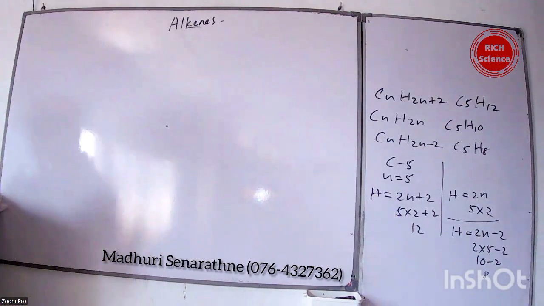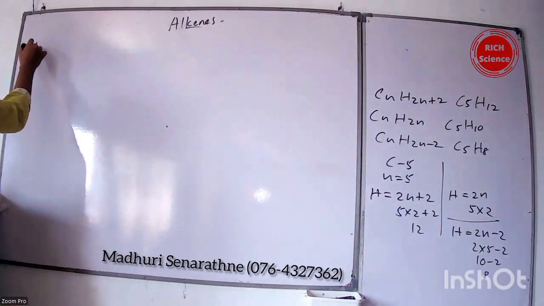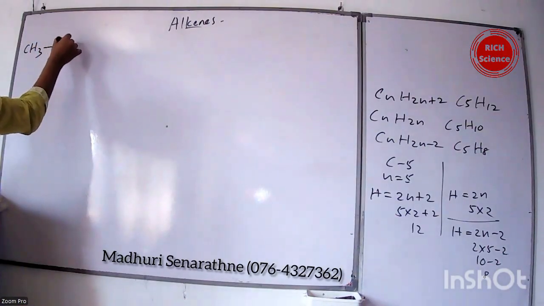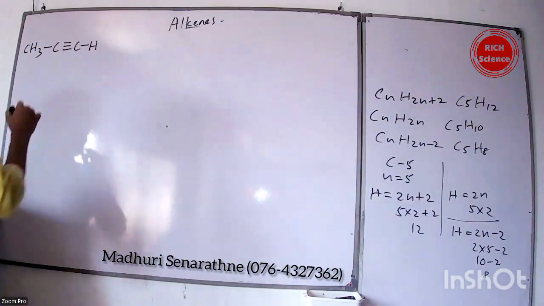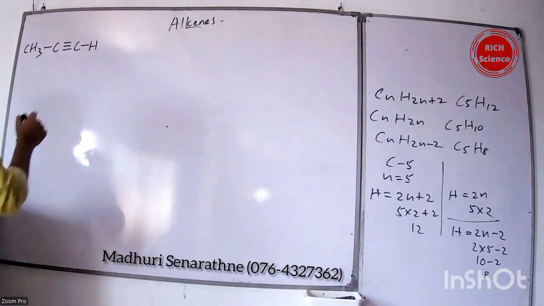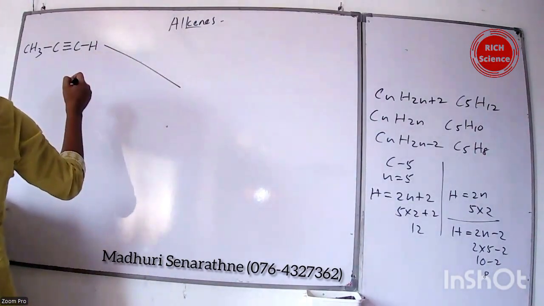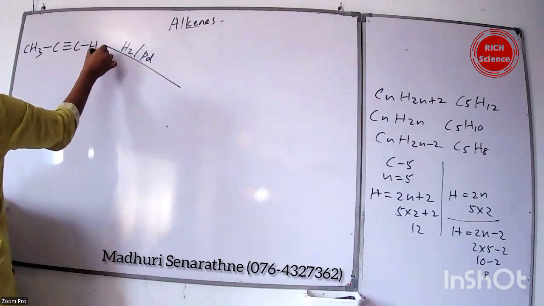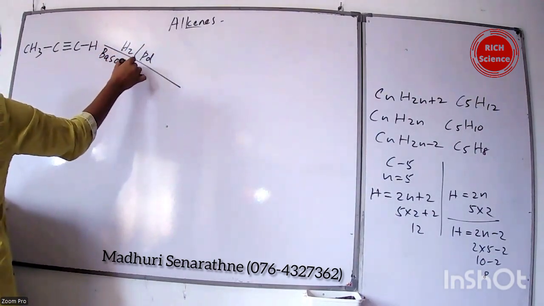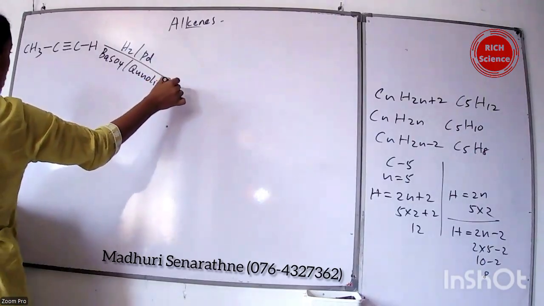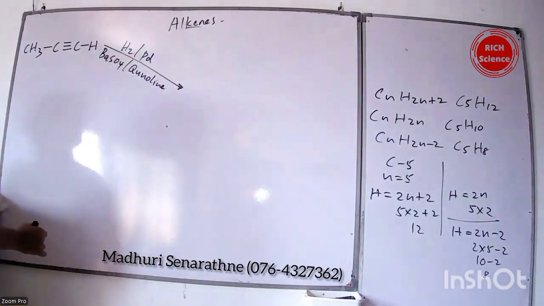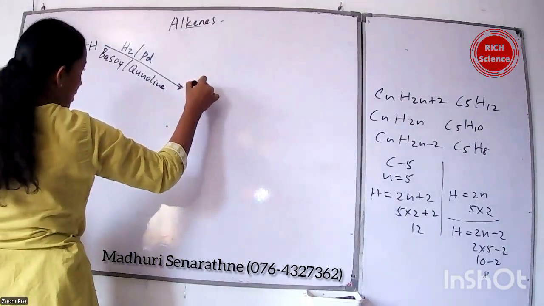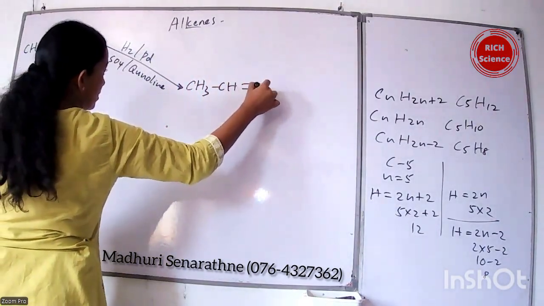How to prepare an alkene? By using an alkyne with the same number of carbons, CH3, triple bond CH. This is an alkyne actually. Reagents: H2, palladium, BaSO4, quinoline. Then an alkene with the same number of carbons is produced: CH3, CH double bond CH2.